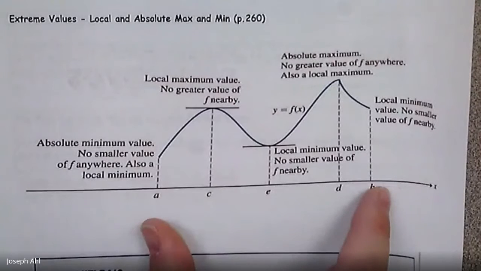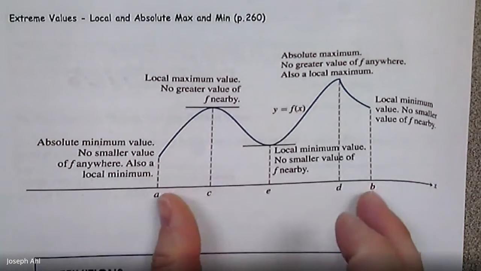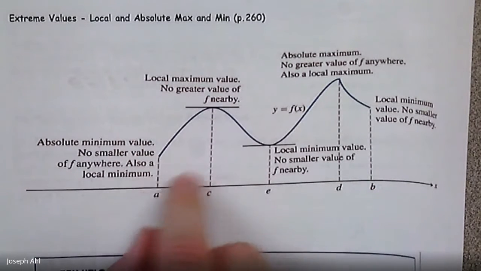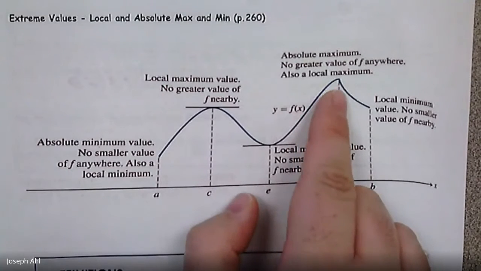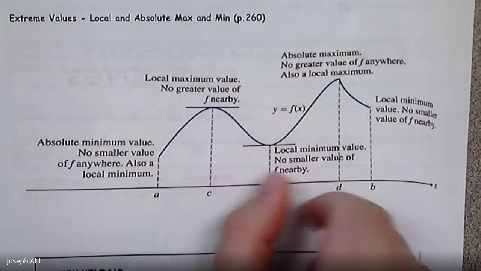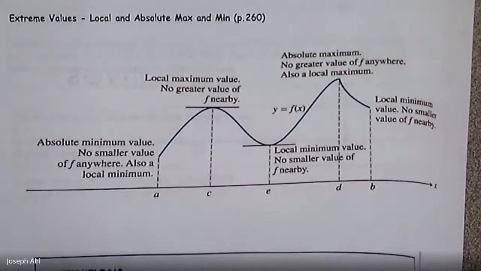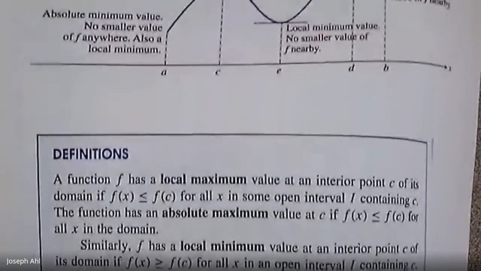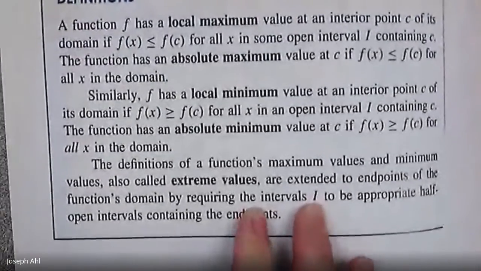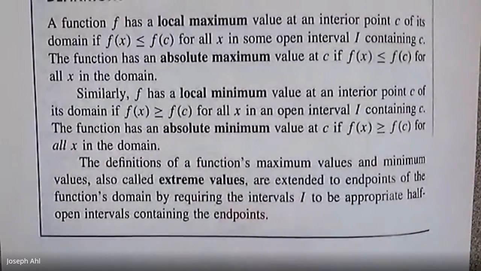But since this is a closed interval, we can also define an absolute min. The absolute lowest point on this graph from A to B is at x equals A. And then over here, we have an absolute max point. And then the absolute max is located at x equals D. So graphically and visually, hopefully that makes sense. The actual definitions of local and absolute extrema are given right below. So again, if you have any questions there, that's definitely found on page 260 in your book.